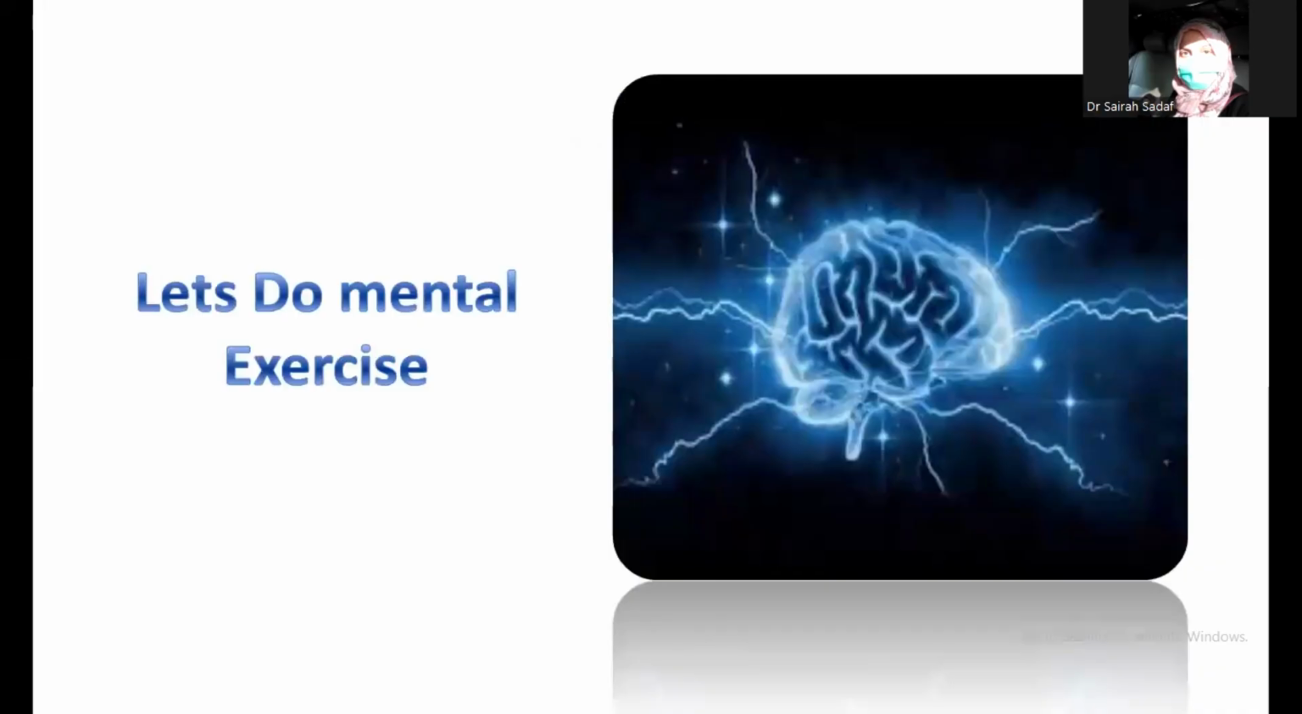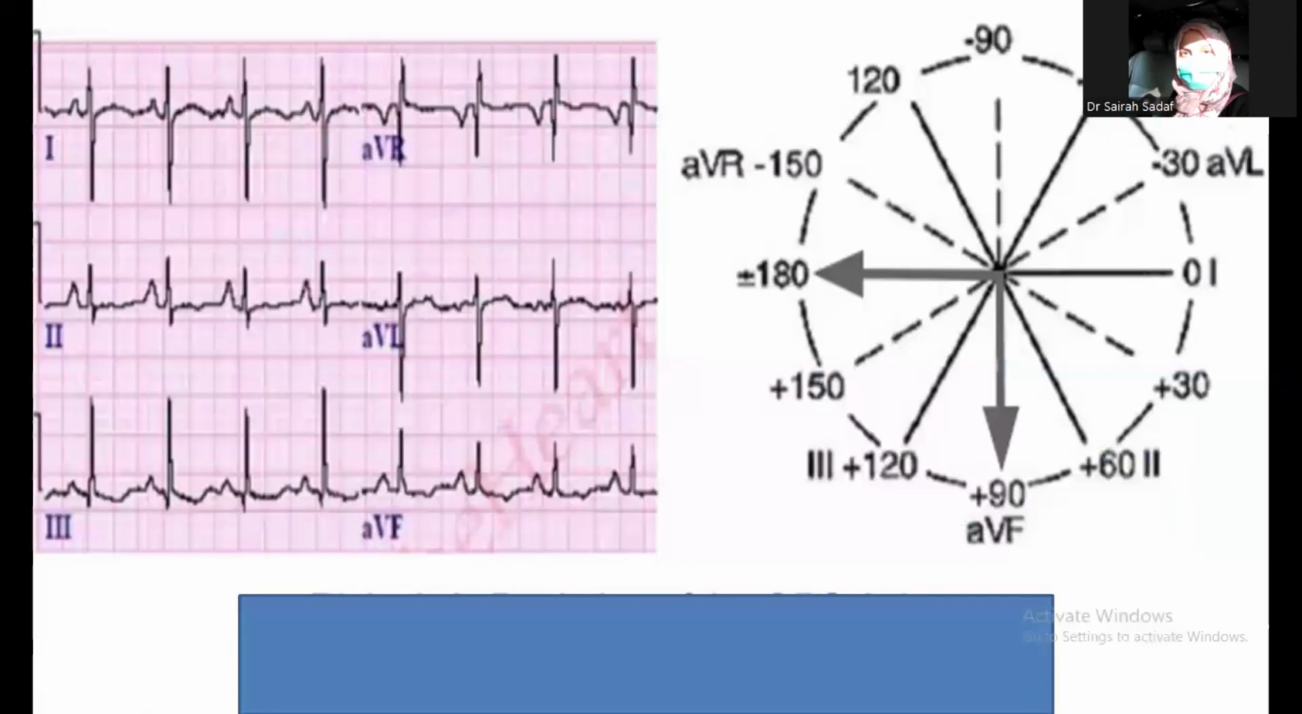Now let's do the mental exercise. You will answer and our online audience will also answer, okay? We will do it quickly, you have to give the answers. Ready for the mental round? Let's go, tell me, what is this axis? You have to look at which two leads? Lead 1 and lead AVF. And let's say you find that it's left axis deviation, then you have to make sure to look into lead 2 as well. Let's go, now tell me, what is this?